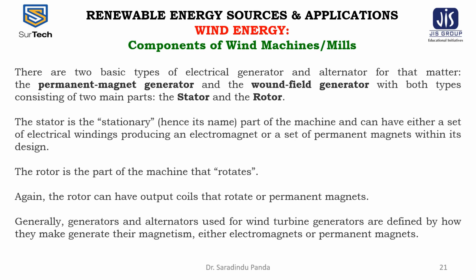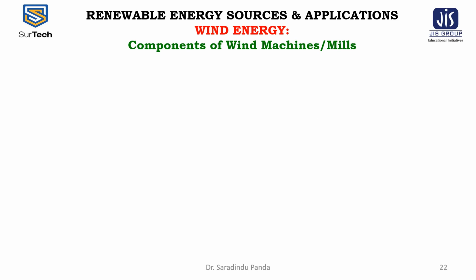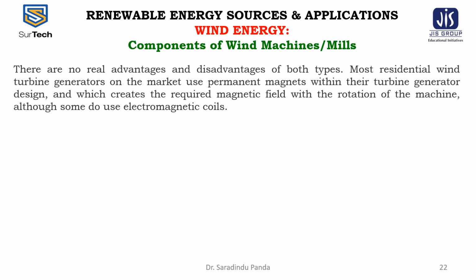Generally, the generators and alternators used for wind turbine generators are defined by how they generate their magnetism, either electromagnets or permanent magnets. There is no real advantage or disadvantage of both of the types. Most residential wind turbine generators on the market use permanent magnets within their turbine generator design, which creates the required magnetic field with the rotation of the machine, although some do use electromagnetic coils.